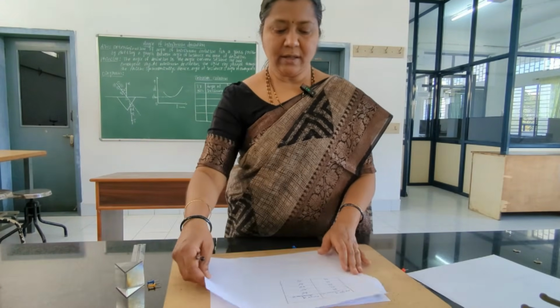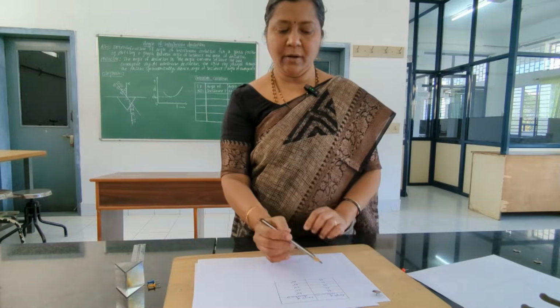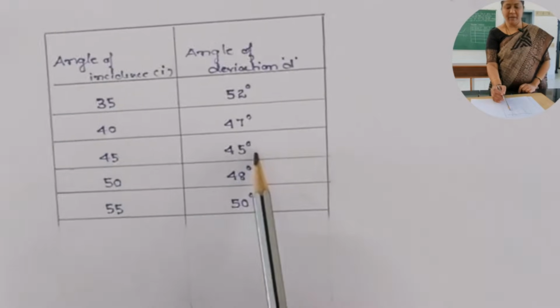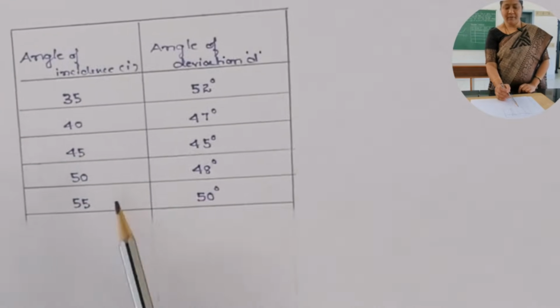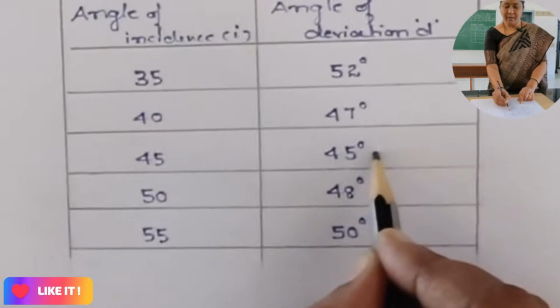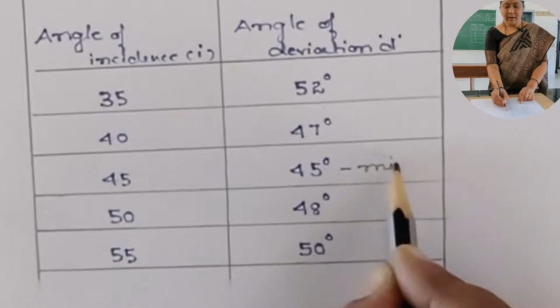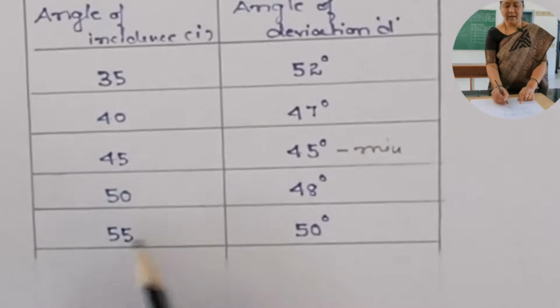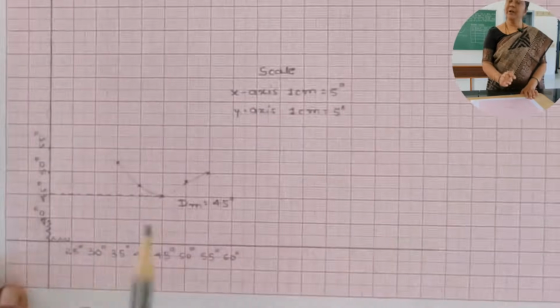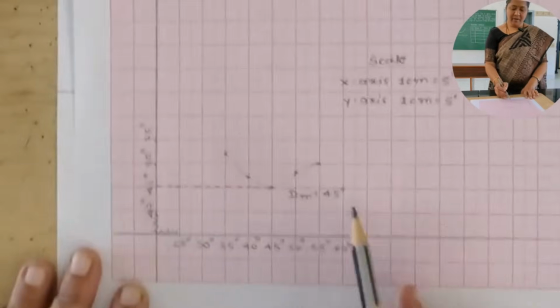Okay, so these are the set of values we have got. For 35 degree, 52; for 40 it has decreased to 47; 45 is the minimum one; 50, 48; 55, 50. So as I increase the angle, initially it has decreased, it has become minimum here, and then again as I increase the angle it has increased. Now the most important part of this experiment is plotting a graph to determine the angle of minimum deviation.